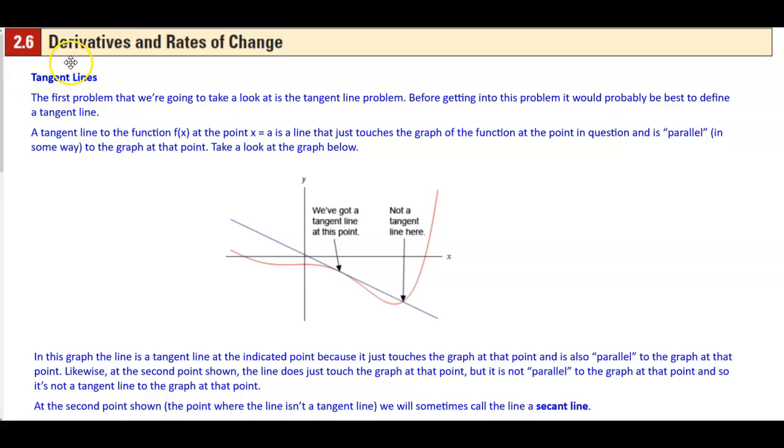Section 2.6, Derivatives and Rates of Change. Tangent lines. The first problem that we're going to take a look at is the tangent line problem. Before getting into this problem, it would probably be best to define a tangent line.